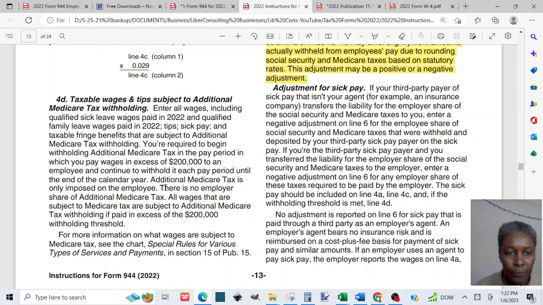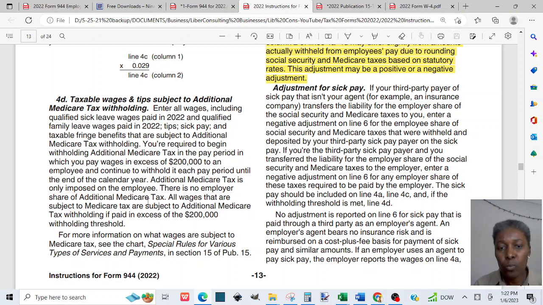So additional Medicare tax is only imposed on the employee. There is no employer share of it. That's what I was saying earlier. You withhold 0.9% from that, in addition to the 1.45%, from the pay above $200,000 and going forward that year.